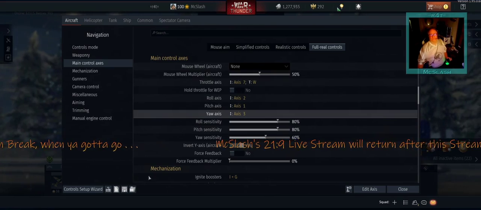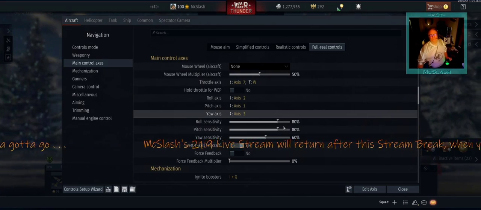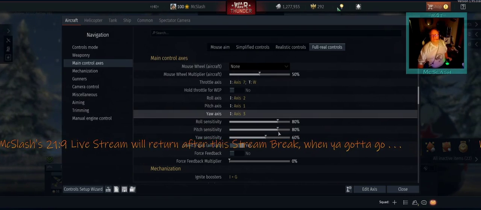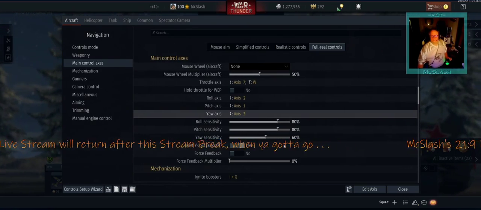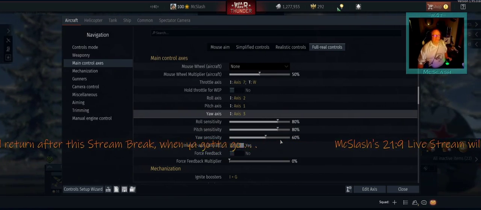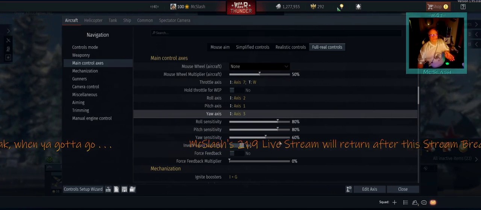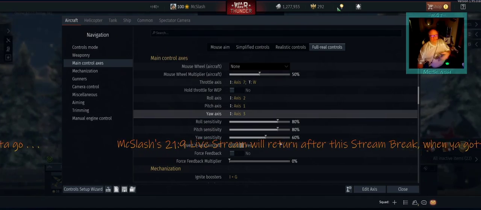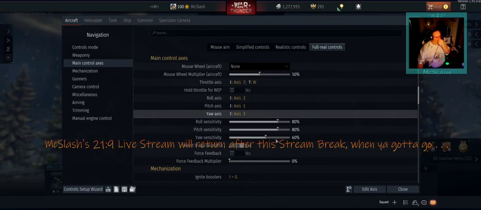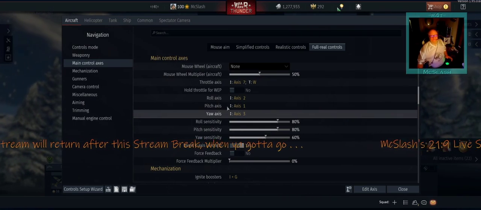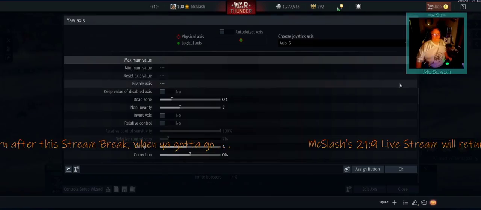Okay, first of all, before we go any further, roll sensitivity 80%. I don't want 100. Pitch sensitivity 80%. Yaw sensitivity is only 60. This game used to have a real problem with yaw getting you wagging like a dog's tail, and I keep it down to 60. But 80, 80, 60. Let's take a look at roll.